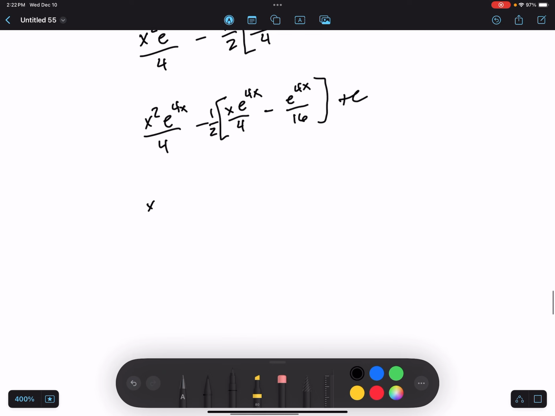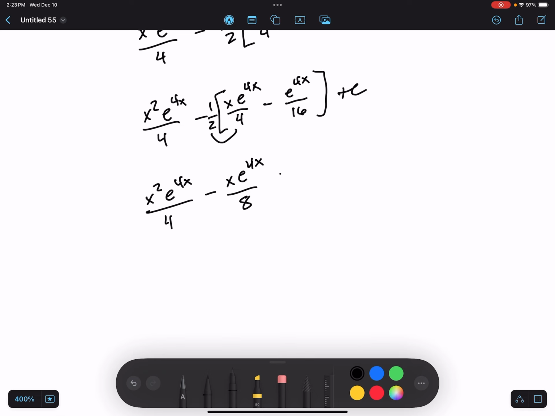And then finally, we'll have x²e⁴ˣ over 4 minus x e⁴ˣ over 8, just by multiplying that over. Multiply it over once more, and we'll change this negative and this negative into a positive. e⁴ˣ over 16 times 2 is 32, plus c.